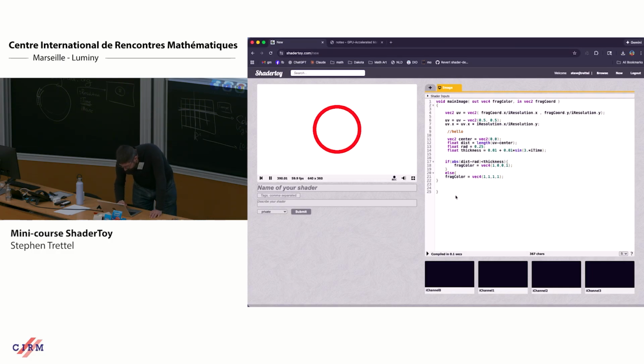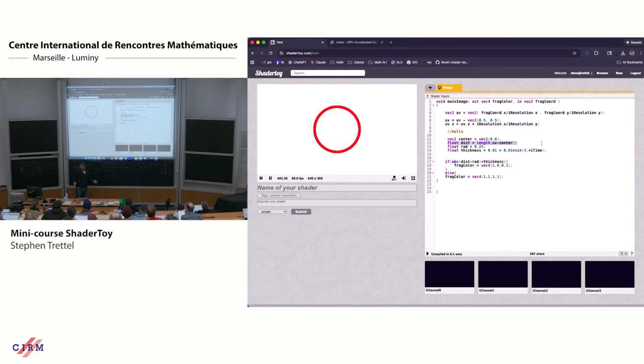Okay, so I want to show you one more thing here. What I want to do is remove the circle and let's draw something else. Let's draw a parabola. Let's make a baby graphing calculator. So I just want to draw y equals x squared.